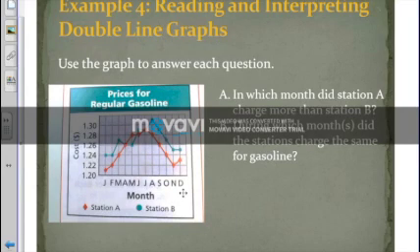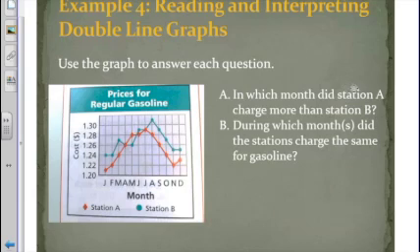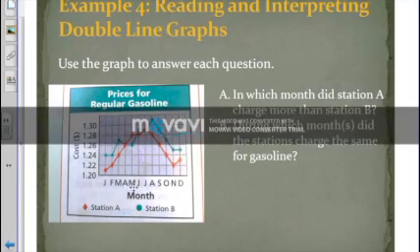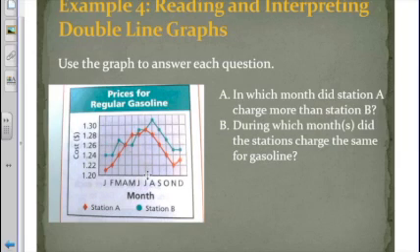In which month did Station A charge more than Station B? So Station A is red, B is this teal color, so I want A to charge more than B. So I'm looking for instances where the red diamond is above the blue teal circle. I'm seeing 2 instances here. I'm seeing an M and a J. Some of you might have to go through the months, but the answer there is the second M, that's May, and the second J, they're tied, so it's just M for May.